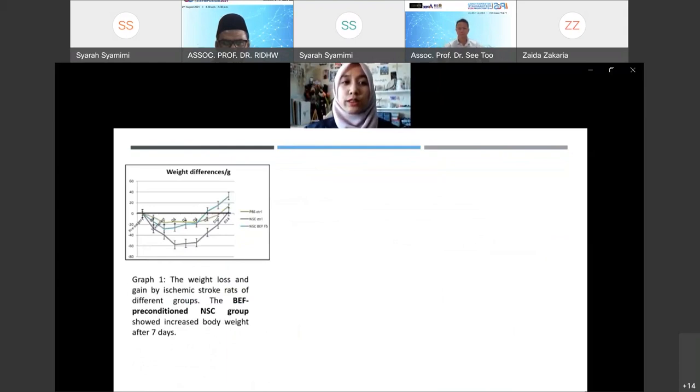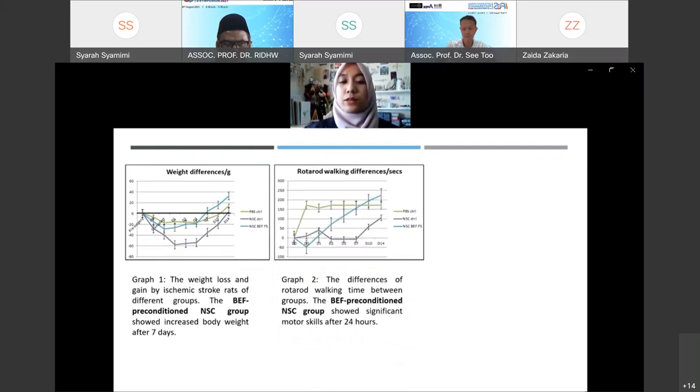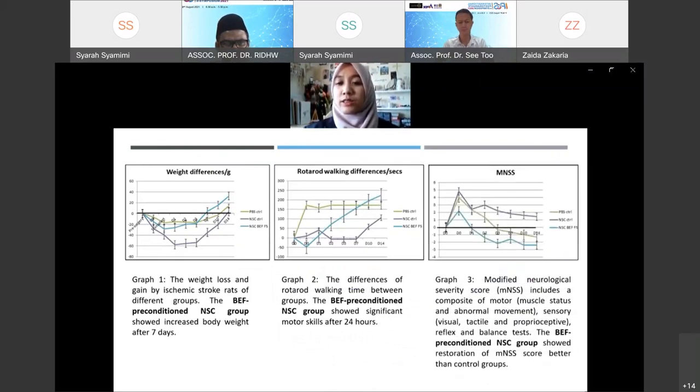This is the graph showing the weight loss and gain by ischemic stroke rats of different groups. The baclyn-enriched fraction preconditioned stem cell group showed increased body weight after 7 days of the injection of the baclyn-enriched fraction neural stem cell. The second graph showed the differences of rotarod walking time between groups. The baclyn-enriched fraction preconditioned neural stem cell group showed significant motor skills after 24 hours. And the last graph showed the modified neurological severity score, which includes a composite of motor, sensory, reflex, and balance tests. The higher the MNSS score means the more severe the stroke severity. So the BEF preconditioned neural stem cell group showed restoration of MNSS score better than the control groups.